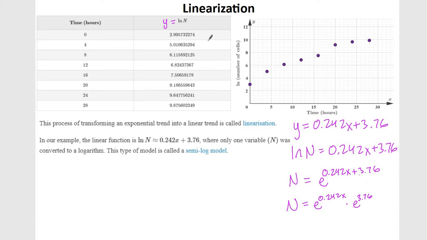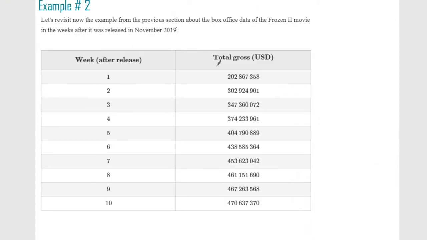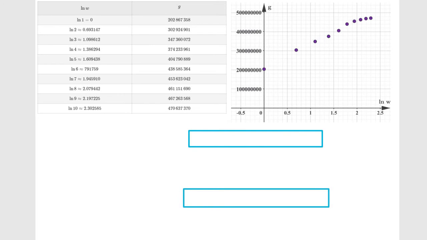So we can linearize this data, and it turns it into an exponential function. Okay, essentially, we take the natural log of the y. So now let's do example 2. So now we're going to look at that box office data set from Frozen 2, excuse me. So here we have the weeks and the total gross. So the numbers are pretty huge. So let's take the log of that. Okay, so we're going to take the natural log.